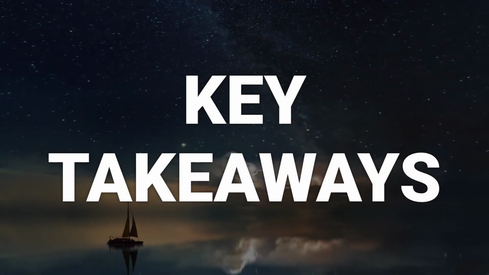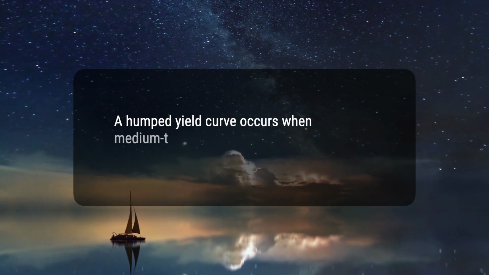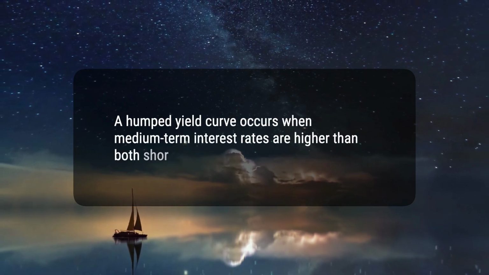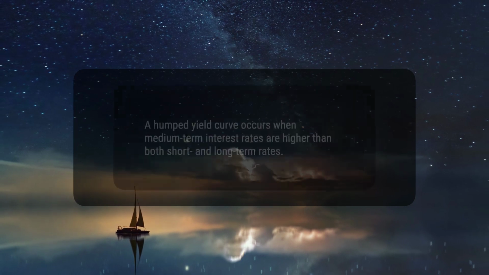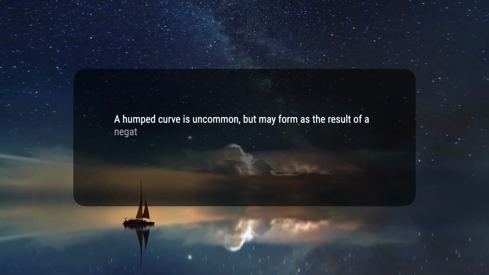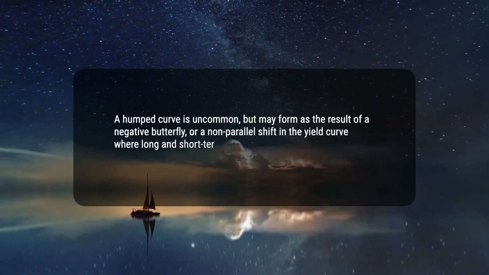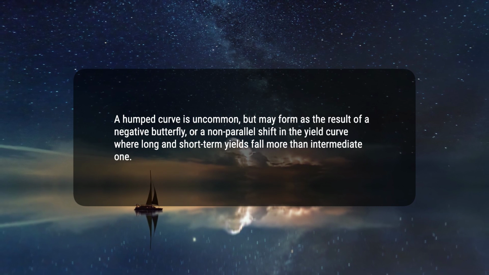Here are 3 key takeaways. 1. A humped yield curve occurs when medium-term interest rates are higher than both short and long-term rates. 2. A humped curve is uncommon, but may form as the result of a negative butterfly, or a non-parallel shift in the yield curve where long and short-term yields fall more than intermediate ones.